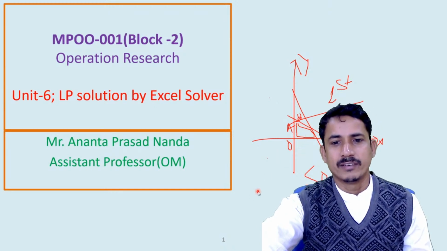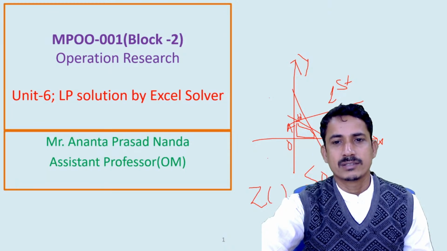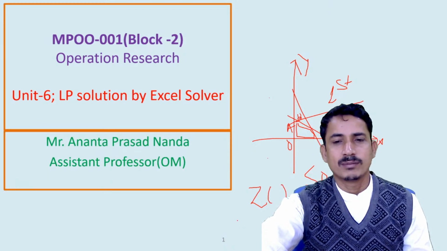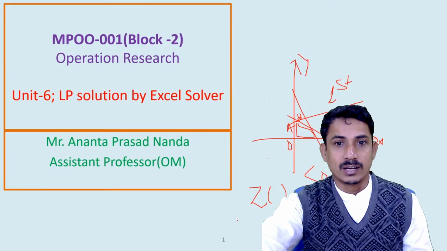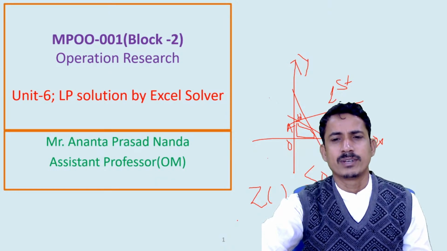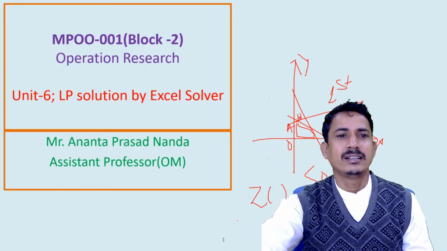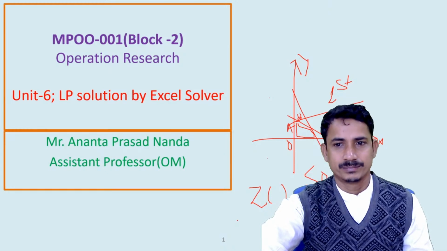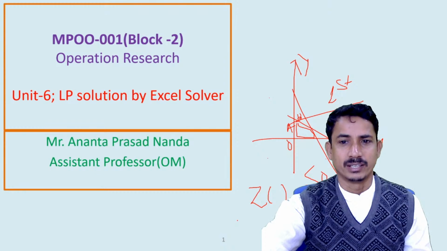Then you have to put them in the Z value, the objective function, for each vertex. If the question asks for a maximum, whichever is the maximum is the answer, and if the question asks for a minimum, then you find the minimum value. But this takes some time. Why not put it directly in an Excel sheet, where you can easily get the solutions? No need to find everything.